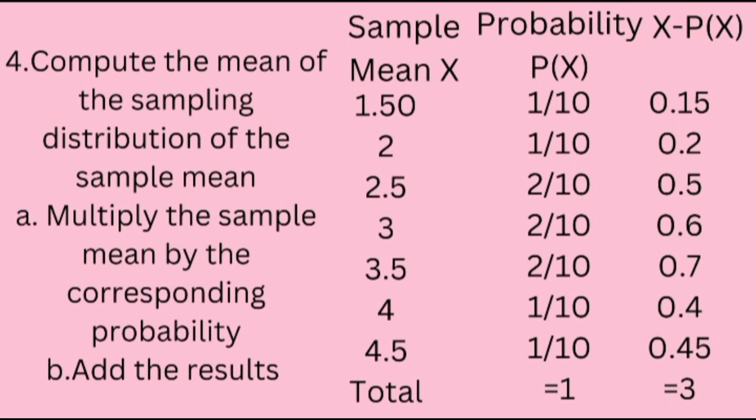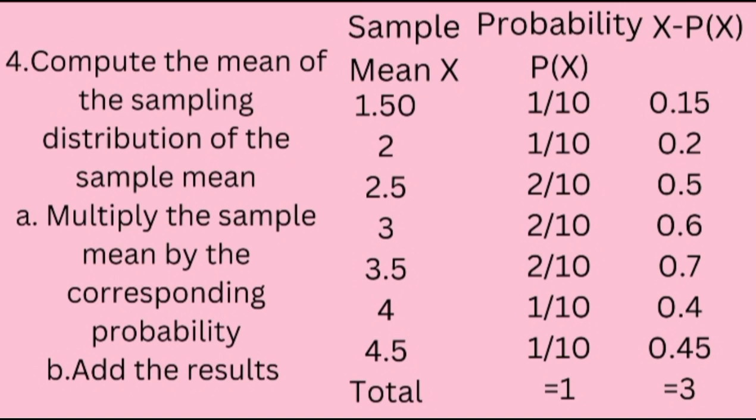2.5 times 2 over 10 is 0.5. 3 times 2 over 10 is 0.6. 3.5 times 2 over 10 is 0.7. 4 times 1 over 10 is 0.4. 4.5 times 1 over 10 is 0.45. Then, last step is to add the results.